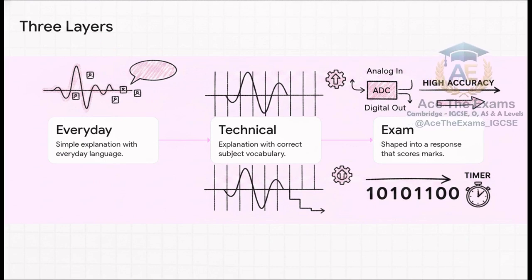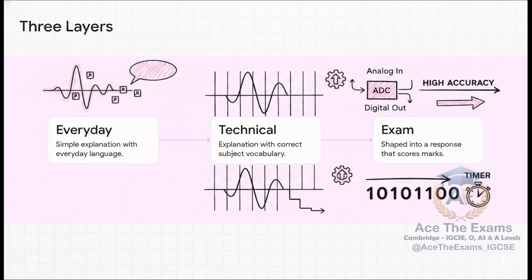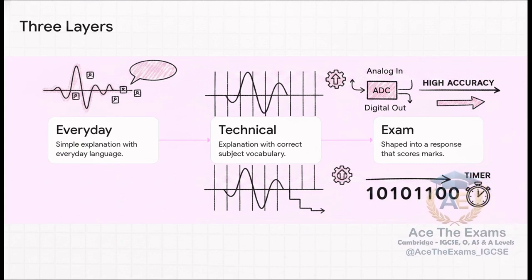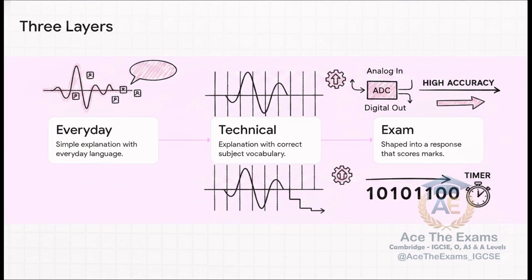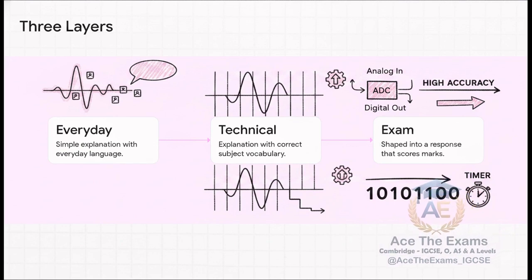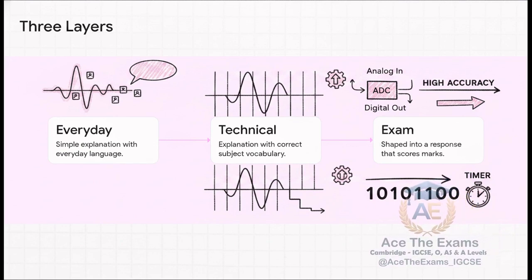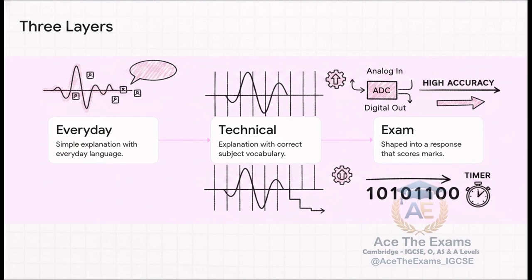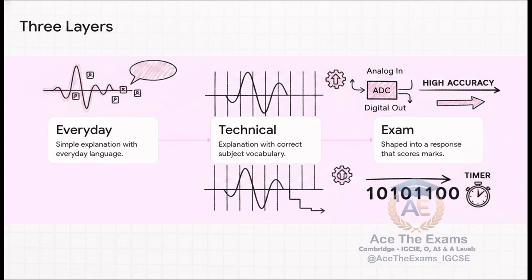We might say, measuring the amplitude of a wave at regular time intervals. Okay, much better. We are using the right words now, but it's still not a fully fleshed out top-tier answer. It lacks the structure required by the assessment objectives. That's why we must reach layer 3, the exam explanation.